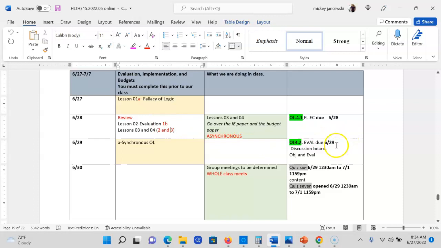So, fallacy of logic's extra credit, evaluation lesson you need to do. You have a discussion board due the 29th, and you need to go over lessons 3 and 4 and all the material in there, because we're going to go over the papers on Thursday when we meet as a whole class. Tuesday's asynchronous, Thursday is synchronous online.